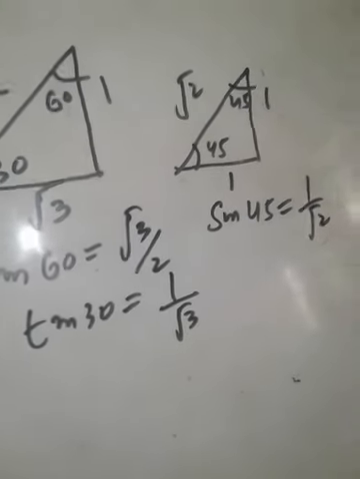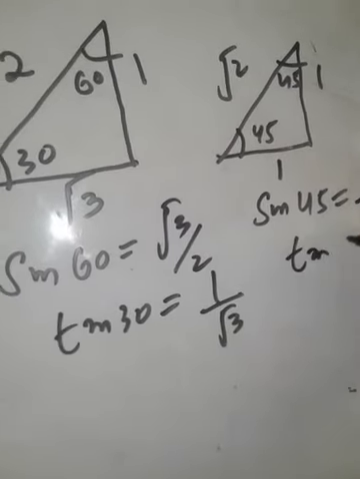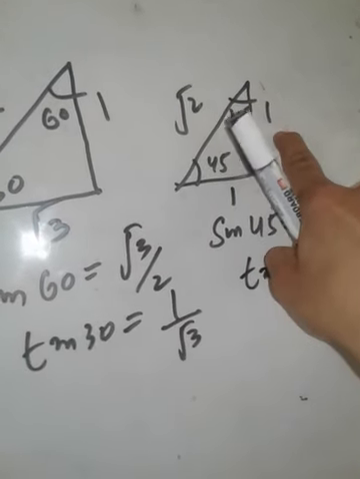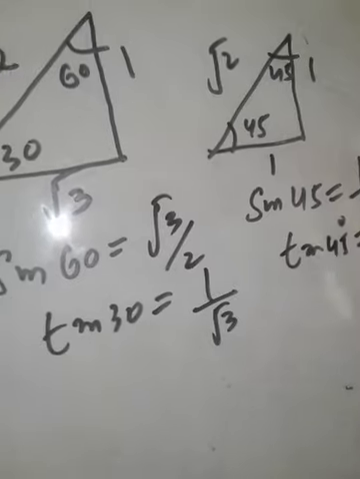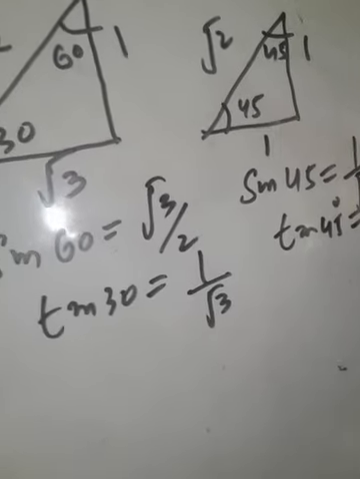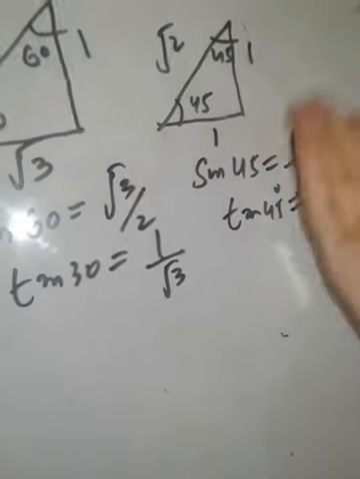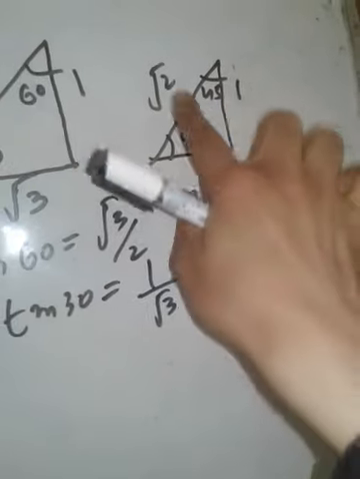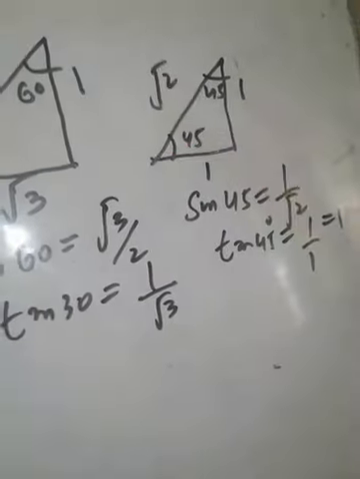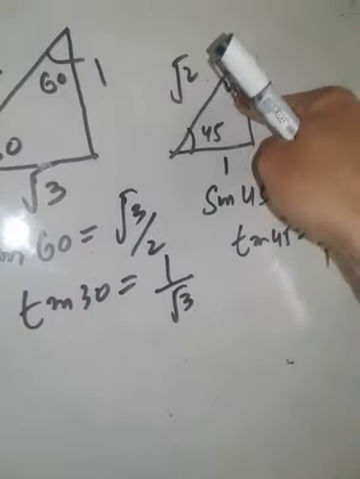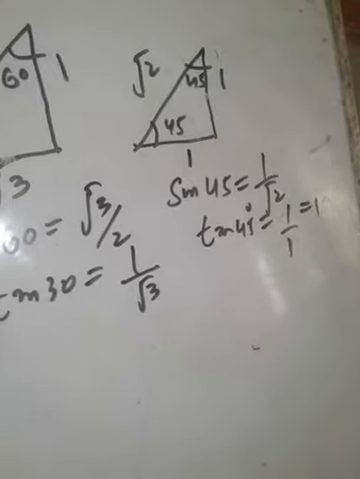Similarly, you can find cos and the others. For example, you need to find tan 45. Perpendicular over base. This is your perpendicular, this is base. 1 by 1. Tan 45 is 1. You can also find cosec 45. Cosec 45, hypotenuse by perpendicular, root 2 by 1, that is root 2. So you have found the ratios of the trigonometric table for 30, 60 and 45.